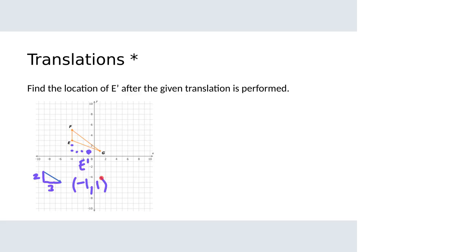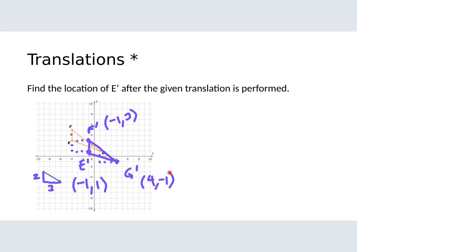Down 2 and to the right 3. Then we're going to do the same thing with every other point on here. F is going to go down 2 and to the right 3. So F prime is going to be right there at -1, 3. And then finally, G prime is going to go down 2 and to the right 3. So G prime is going to be over here. My new triangle, when I draw it in, is going to look like that. G prime would be at 4, -1.